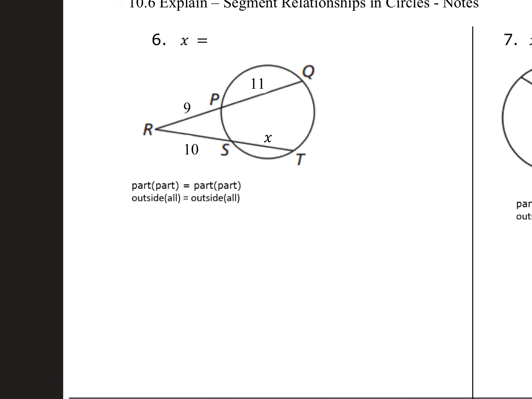We're still starting off the same way. We need to identify where the intersection is. On number 6, it is on the outside of our circle.